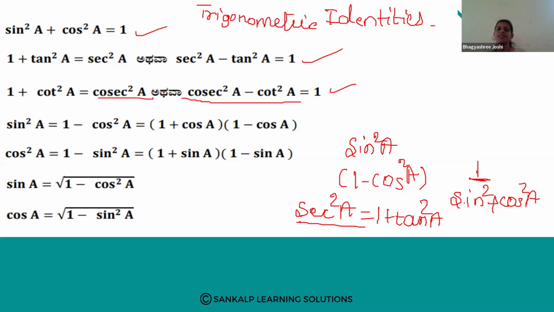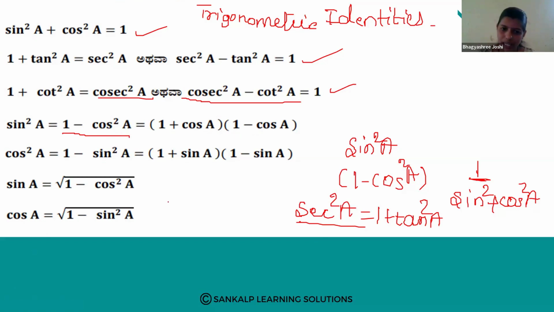So, based on these ratios and trigonometric identities, we are going to solve one or two more examples. Another identity is sin square A. Transfer this cos square A to this side and you will get 1 minus cos square A. So if you get 1 minus cos square A in your problem, you can write or use 1 plus cos A into 1 minus cos A.